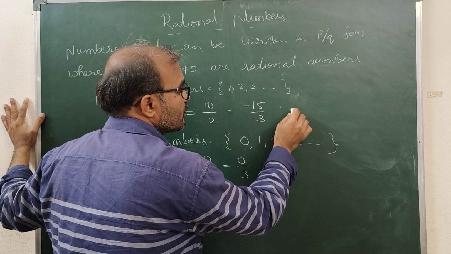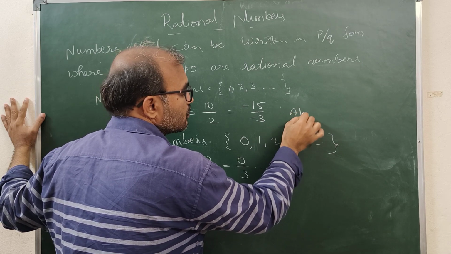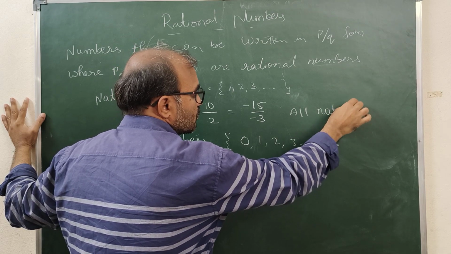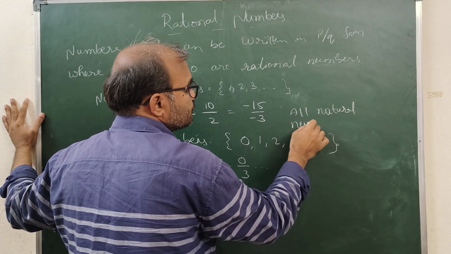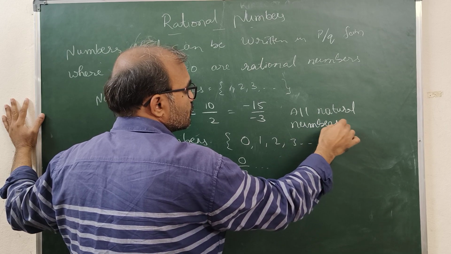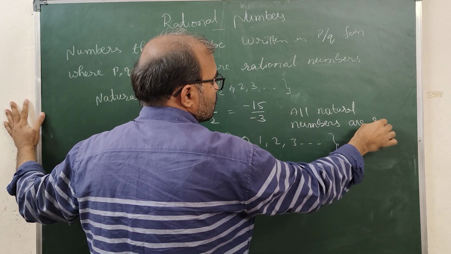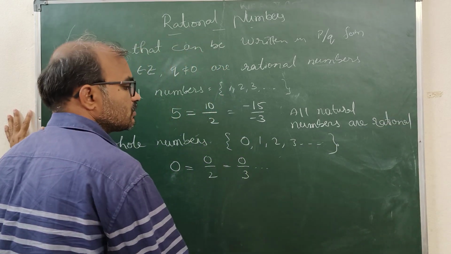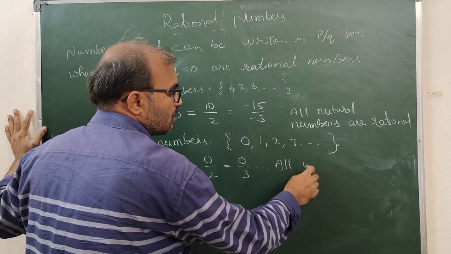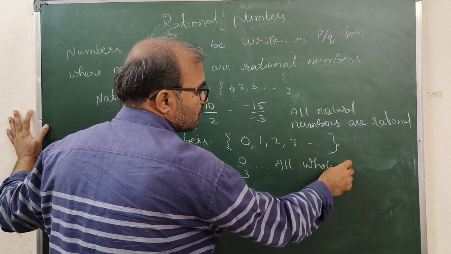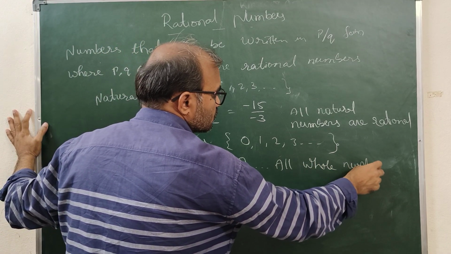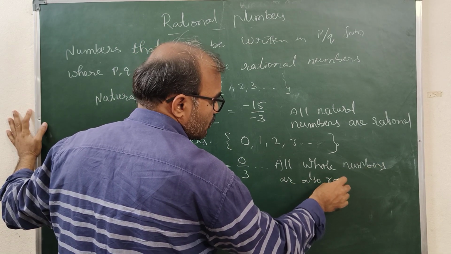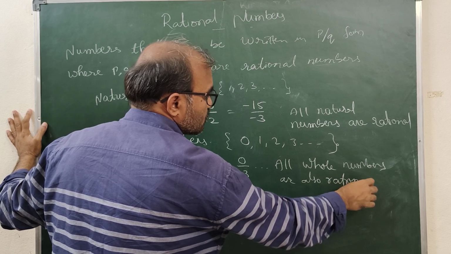Therefore, all natural numbers are rational, right? Rational numbers. All whole numbers are also rational numbers, right?